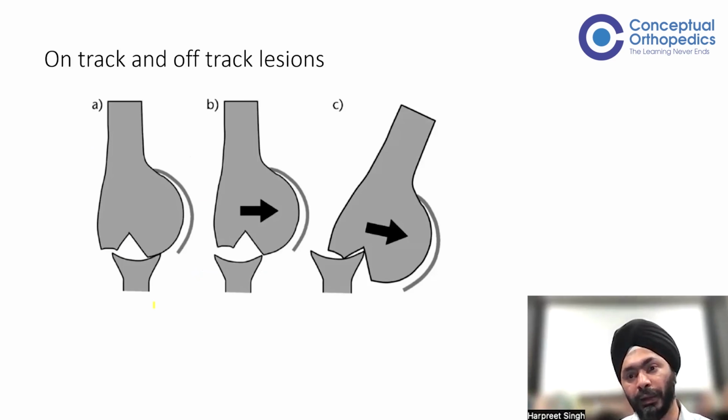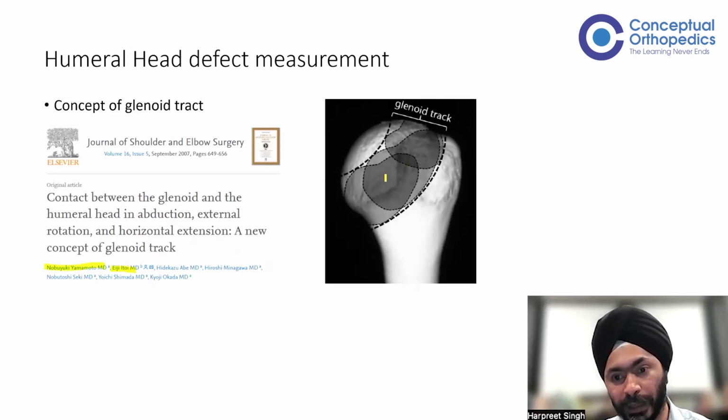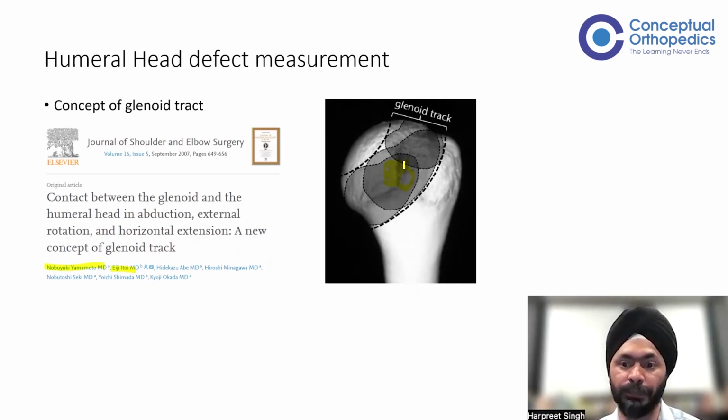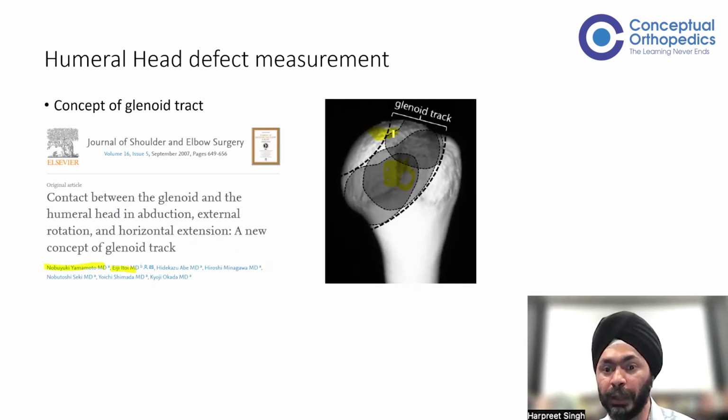And they found out that if the Hill-Sachs is in the glenoid track, somewhere here, if this is my glenoid track, the Hill-Sachs is within the glenoid track, it does not lead to extra instability. So an on-track lesion would not increase the chance of instability. While if the humeral head lesion was outside the track, partly or fully, then it would cause more instability. So this is called an on-track lesion or an off-track lesion.